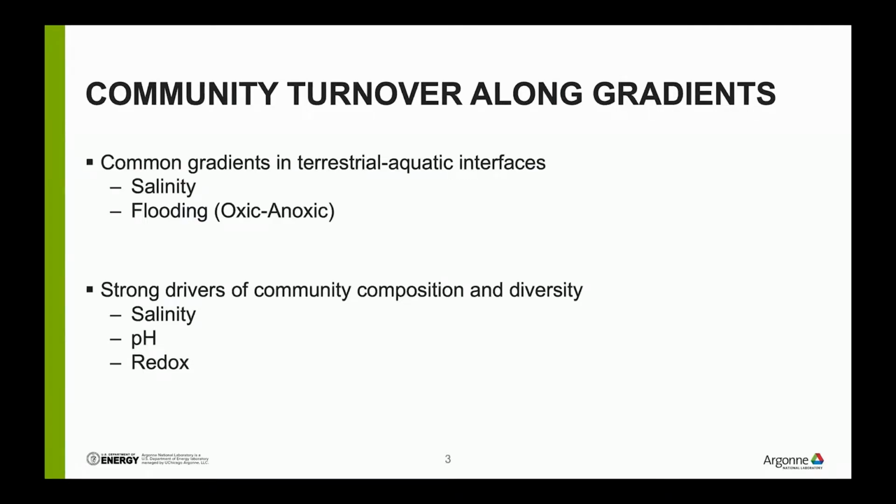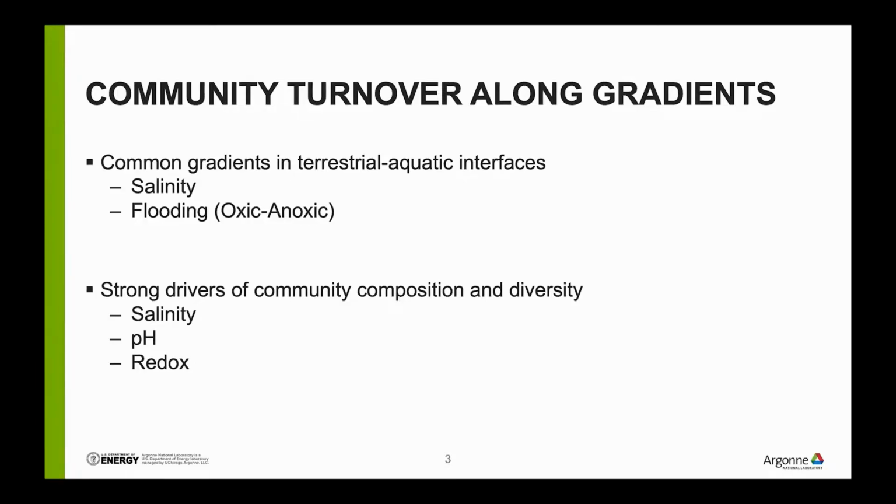So first off is community turnover along gradients, right? So we're talking about incorporating microbes into these models, but microbes aren't everywhere, right? And so a lot of the common gradients in these wetland ecosystems, or these gradients and interfaces between terrestrial and aquatic, are also really strong drivers of microbial community composition and diversity, right? So I was talking about, like, in coastal systems, there's a really strong change in salinity. And in almost all of these systems, there's a change in flooding from the upland to the standing water, right? Where you get this redox, or oxic to anoxic, gradient.